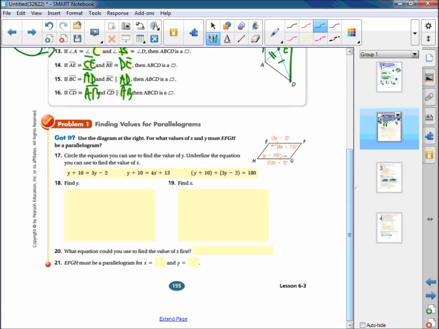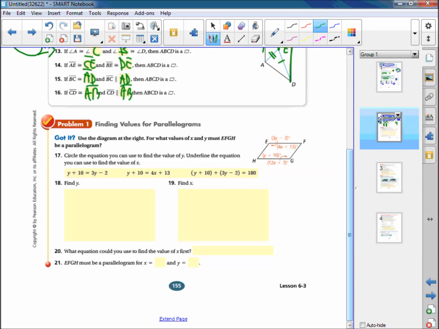Problem number 1, finding the values of parallelograms. So use the diagram at the right. For what values of x and y must E, F, G, H be a parallelogram? All right, so what do we know here? Circle the equations you can use to find the value of y, and underline the equation you can use to find the value of x. So we're looking once again at probably a system of equations.